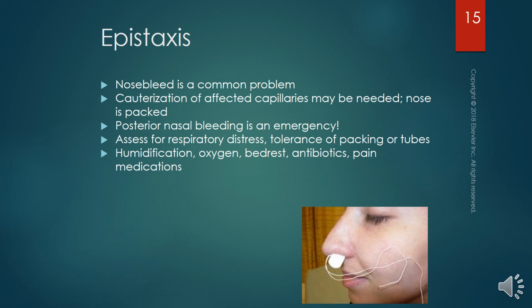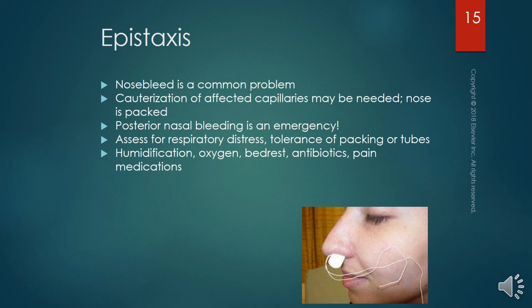Posterior nasal bleeding can be an emergency. You're going to assess for respiratory distress. Are they tolerating the packing or the tubes? You're going to make sure that they have humidity going. They may need oxygen, bed rest, antibiotics, and pain medication. It can be very severe, or it can be just a common nosebleed that stops pretty easily.